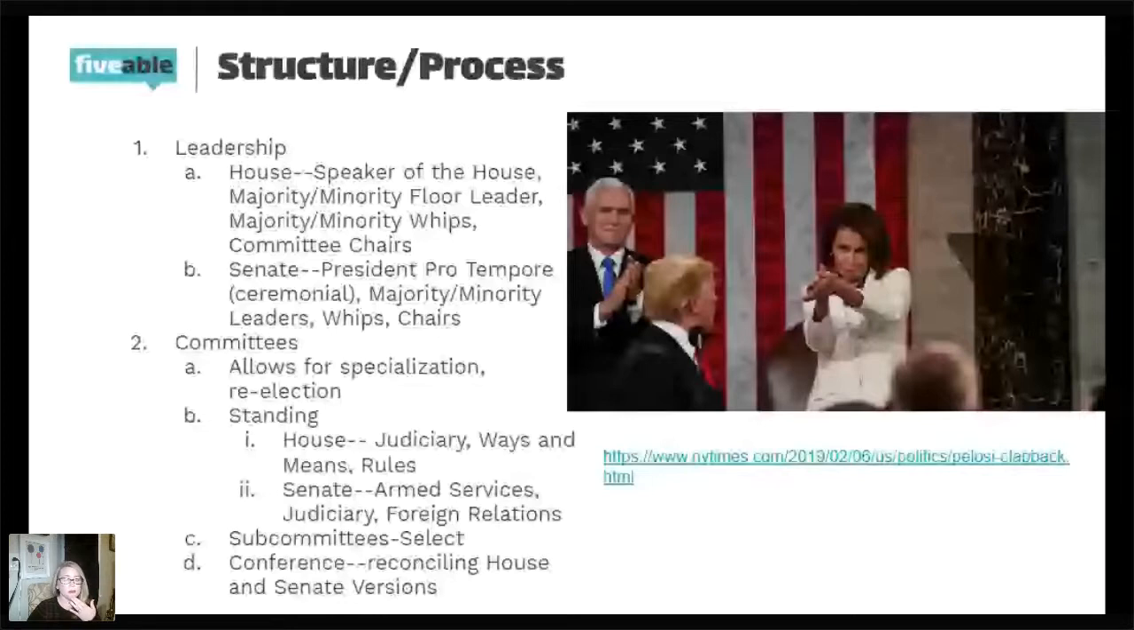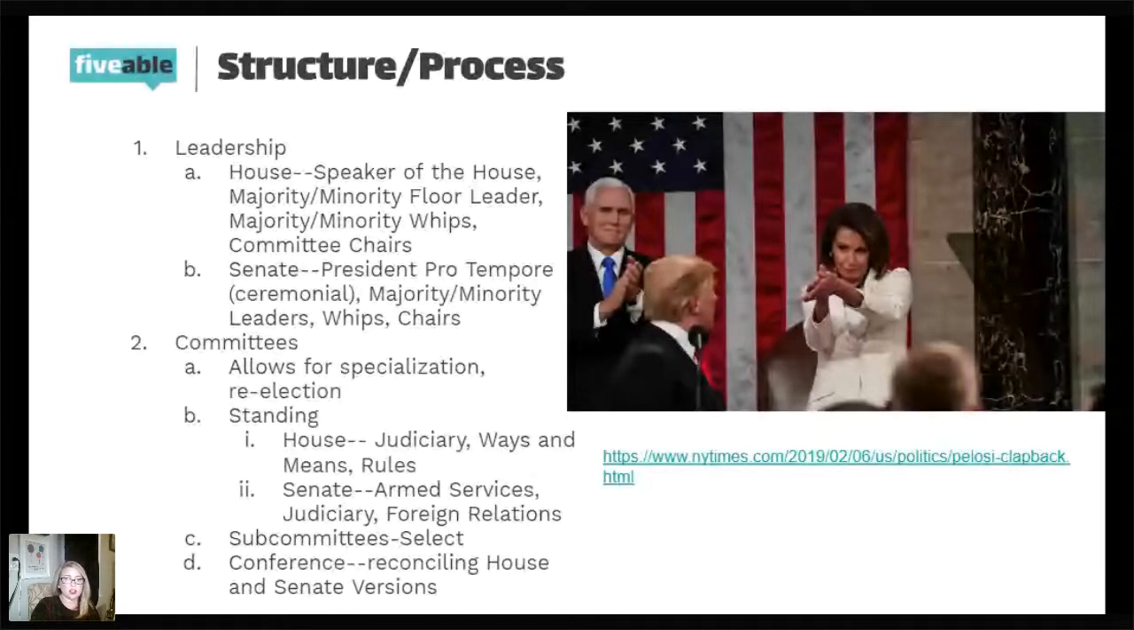In the House, your major standing committees are the Judiciary Committee, the Ways and Means Committee, and the Rules Committee. In the Senate, the Judiciary Committee is also very important because it's the first to approve the president's judicial appointments. The Armed Services Committee and the Foreign Relations Committee are important in the Senate. There are many subcommittees and also select committees. Another important committee that you have to know for the AP exam is the Conference Committee. The Conference Committee reconciles the House and Senate versions of bills.